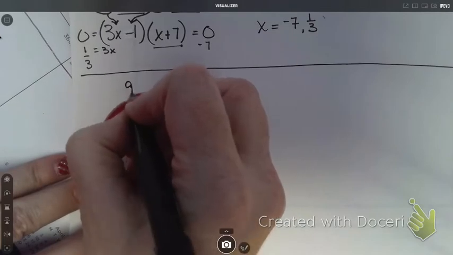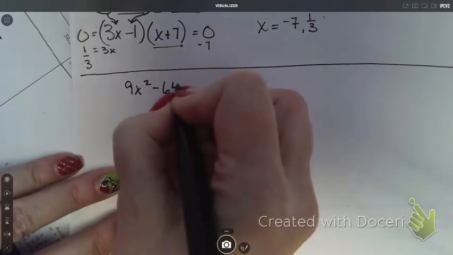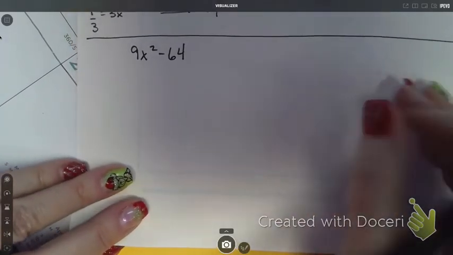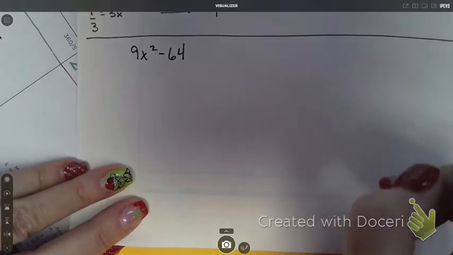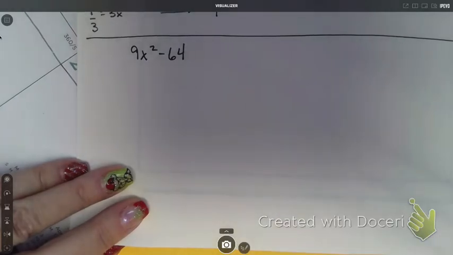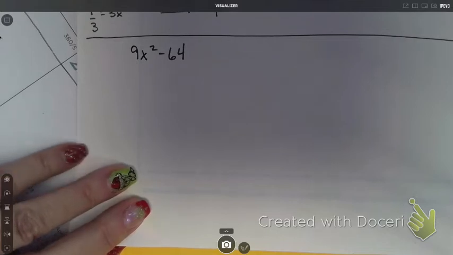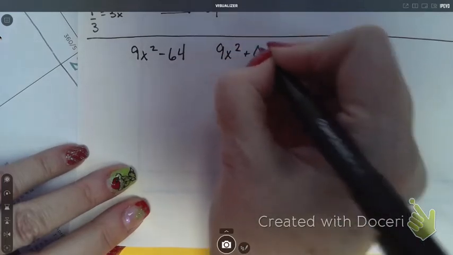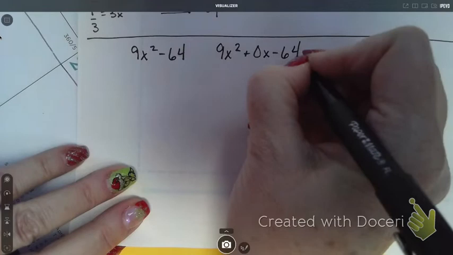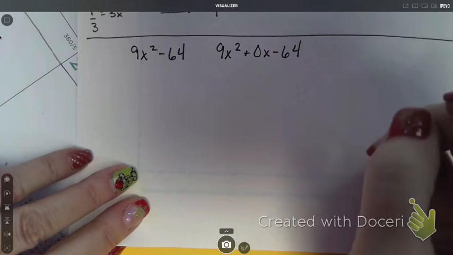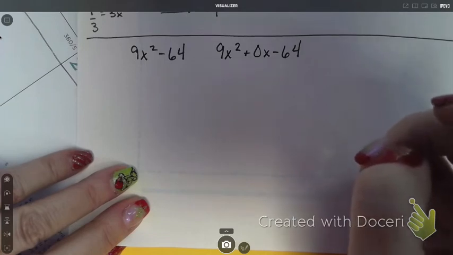So I have 9x squared minus 64. What do you guys notice? There's no x in the middle, is there? No b. So b is 0. So I can do this. Guys, remember when we talked about difference of squares the other day? No? Okay.